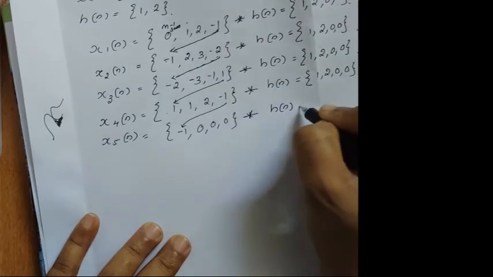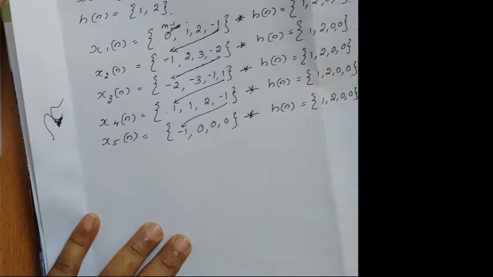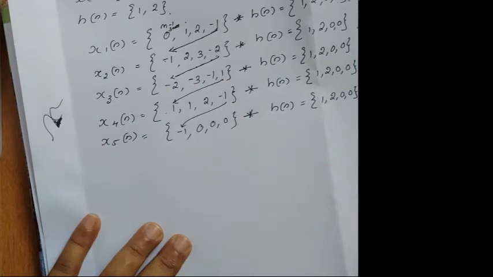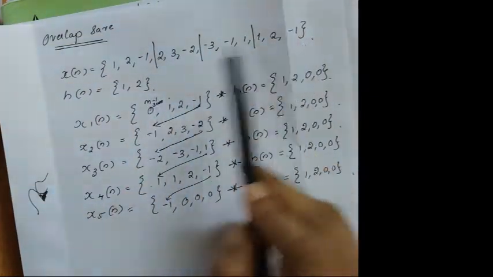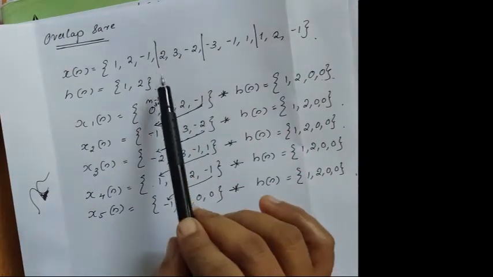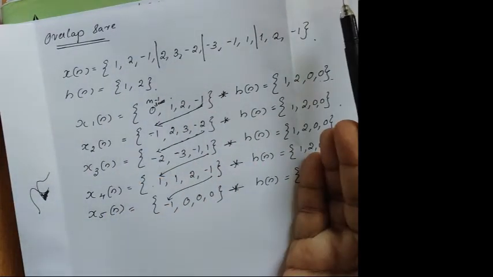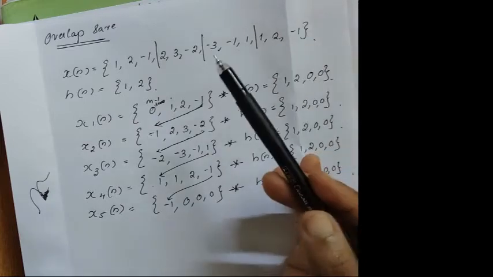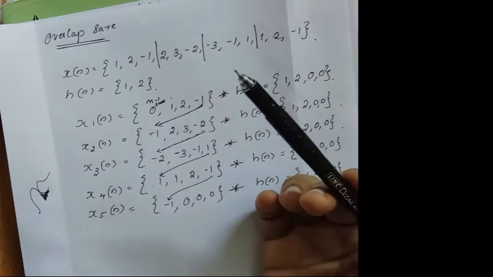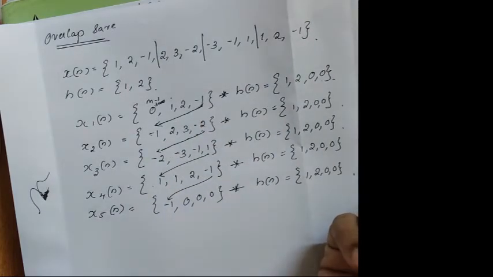And h of n is again 1, 2, 0, 0. Now you have to do the convolution the same as the previous. Again, you have a longer duration sequence, and you have divided the sequence into smaller sections. First you have to add m-1 and l-1 zeros. However many zeros you add, that much data should be saved to the next section.